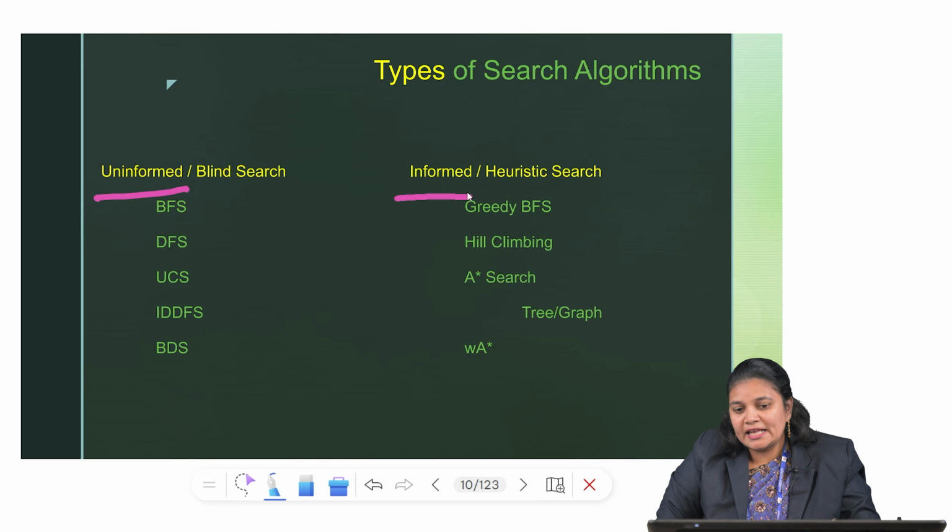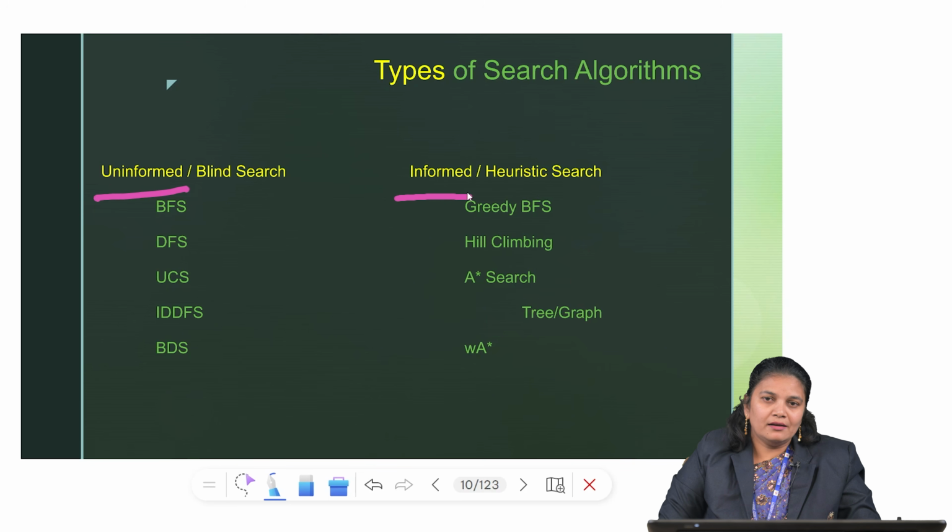On the other hand, we can have informed or heuristic algorithms, because we will have some additional information about the solutions. Then we are moving step by step towards the solution using this additional information. Then we call it heuristic search or informed search.